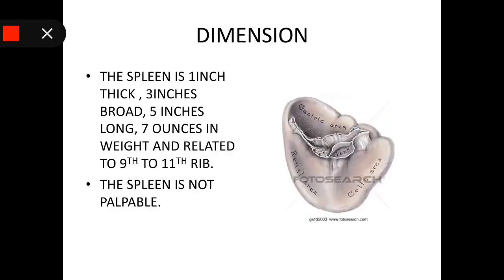Dimension. The spleen is 1 inch thick, 3 inch broad, 5 inches long, 7 ounces in weight, and related to 9th to 11th rib. These all are odd numbers, so you can remember this easily. The spleen is not palpable.